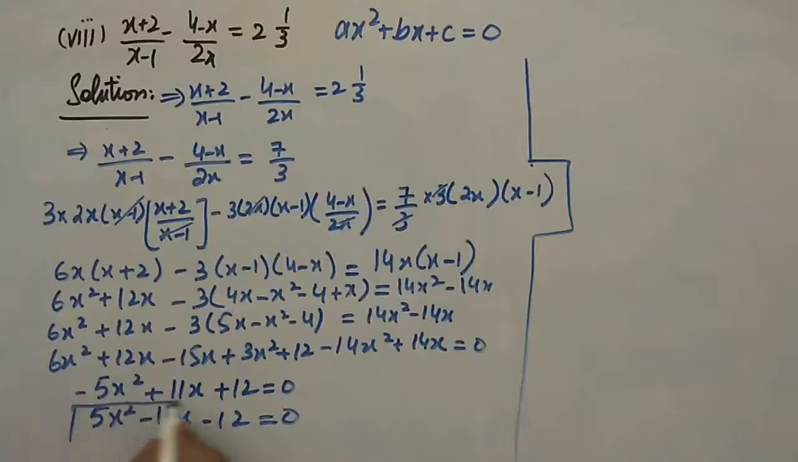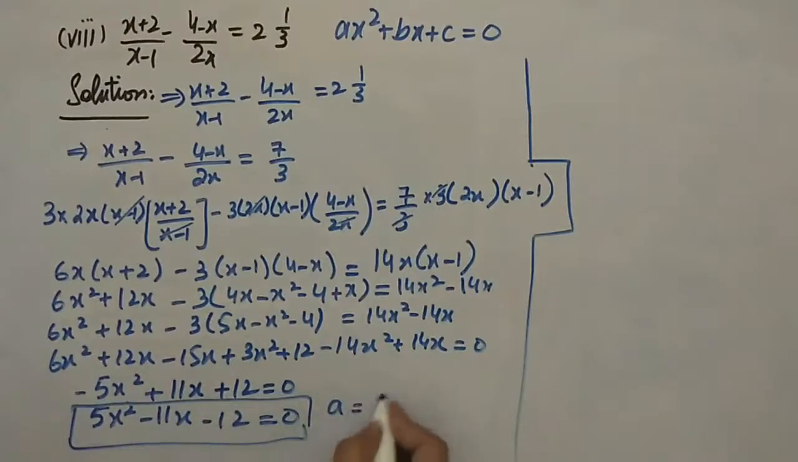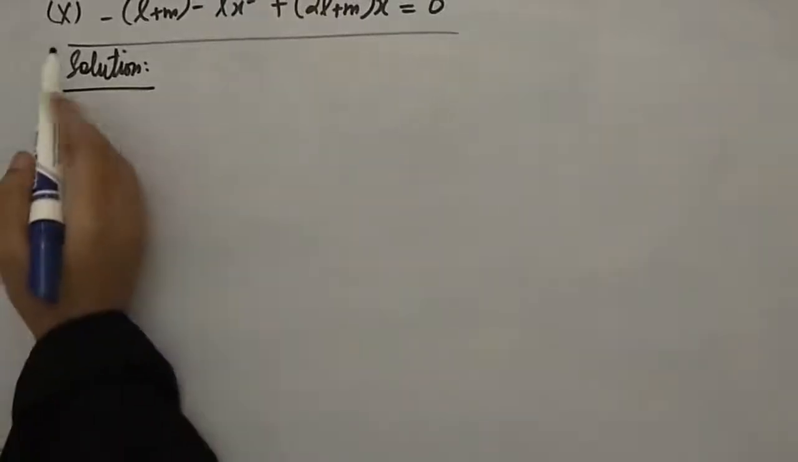Now students, this is the standard form. Here a is equal to 5, b is equal to minus 11 and c is equal to minus 12. Clear? Now you have to solve by using the formula and you have to solve it yourself. Clear? Now we will solve the next question. Okay, now question number 10.